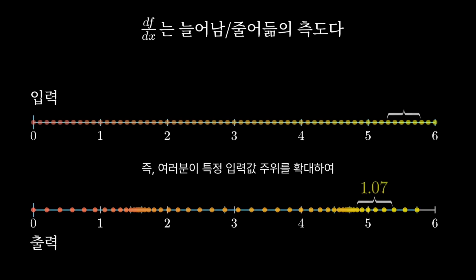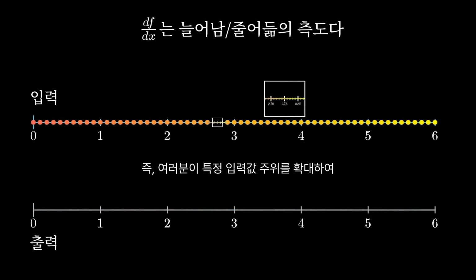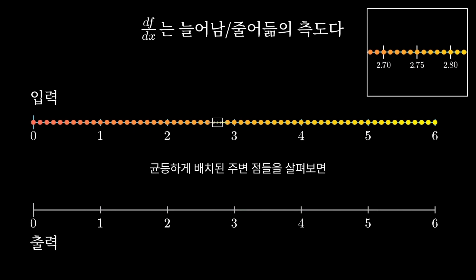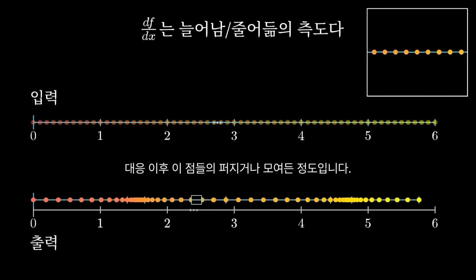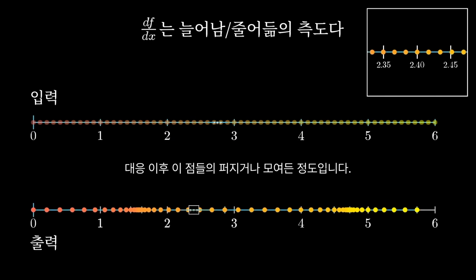That is, if you were to zoom in around a specific input and take a look at some evenly spaced points around it, the derivative of the function at that input is going to tell you how spread out or contracted those points become after the mapping.